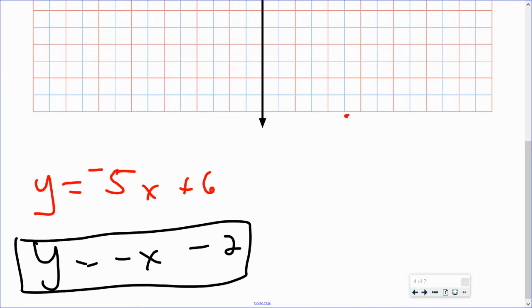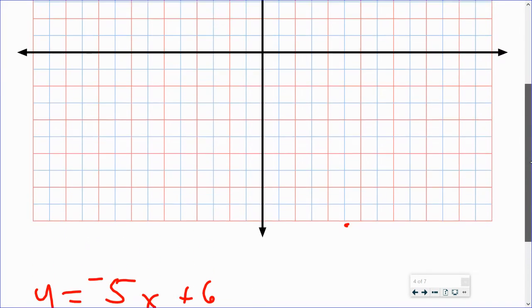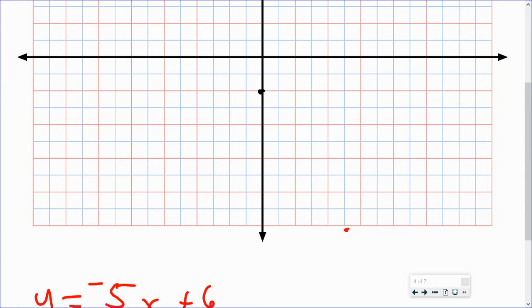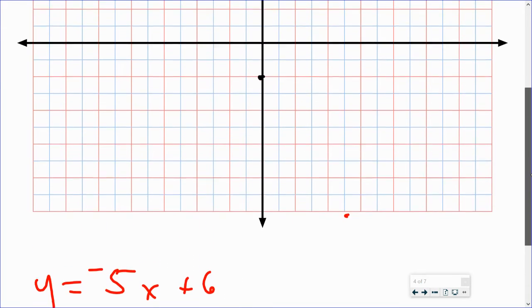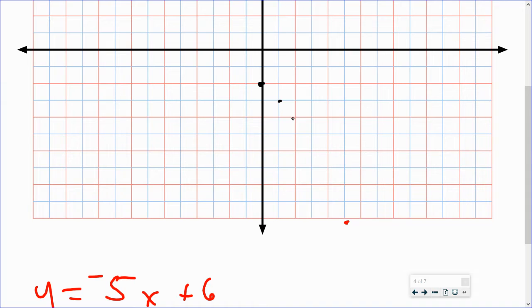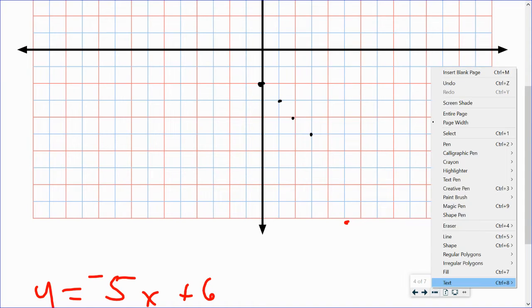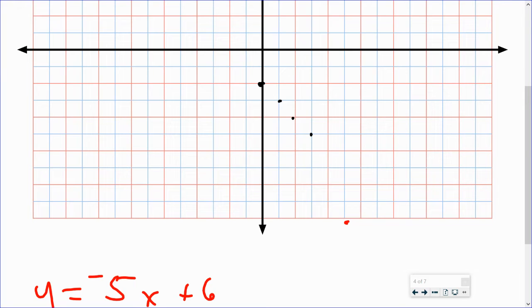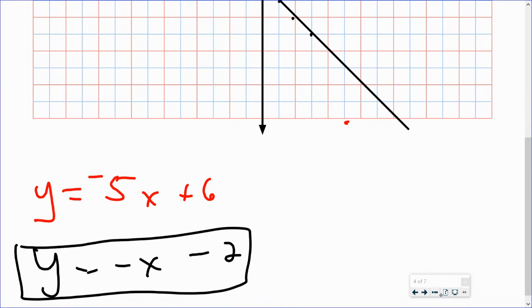My y-intercept is -2, so I put a dot at -2. And my slope is -1, so I go down one, right one. Now once I get that all dotted out, just like we did yesterday, I'm going to actually draw this out. Okay, so there's that one. And now let's do the second line.